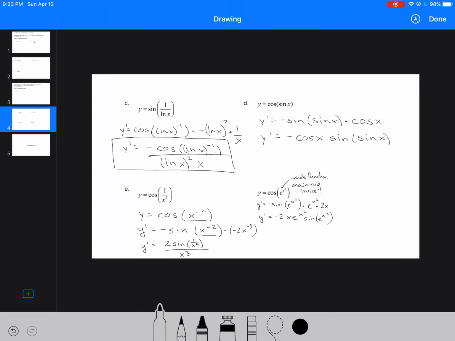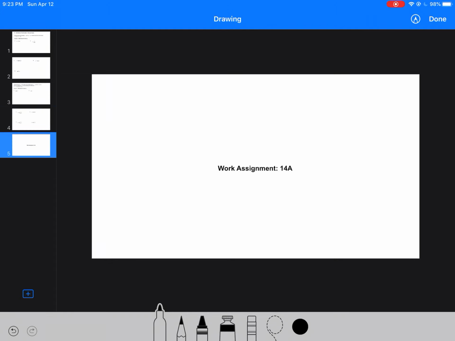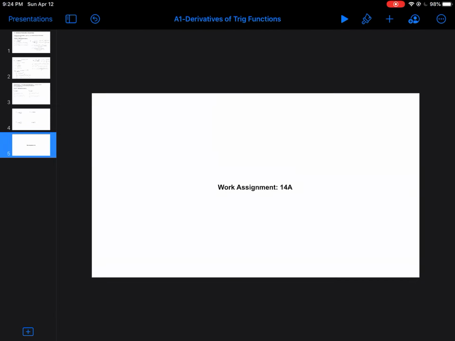So these questions go over, again, derivatives of trig functions, focusing on sine and cosine. So what you should work on is 14a, which gives you some more examples.